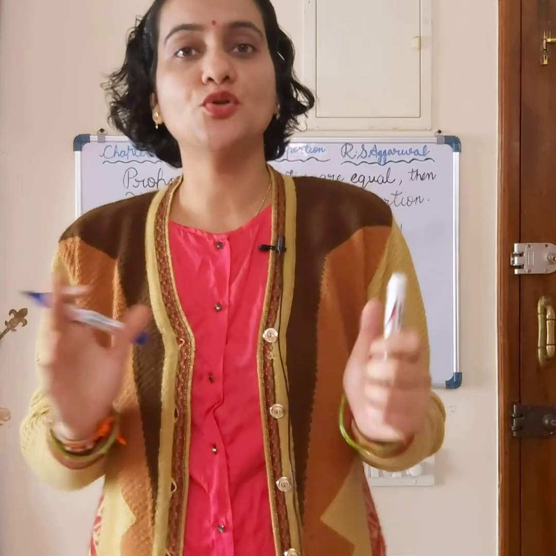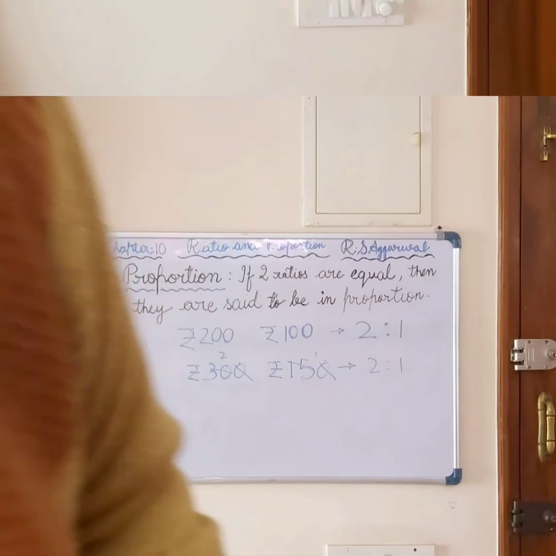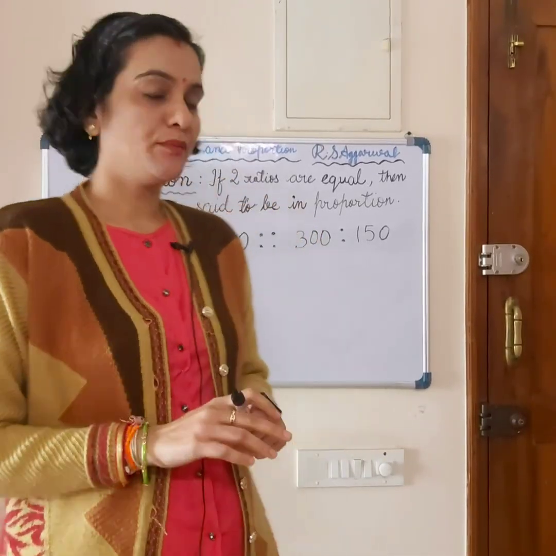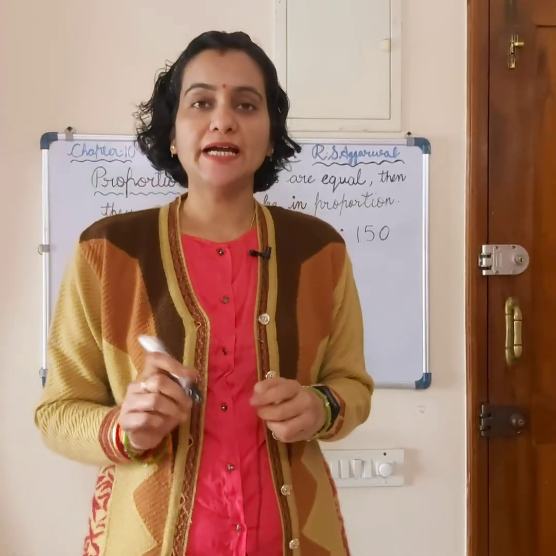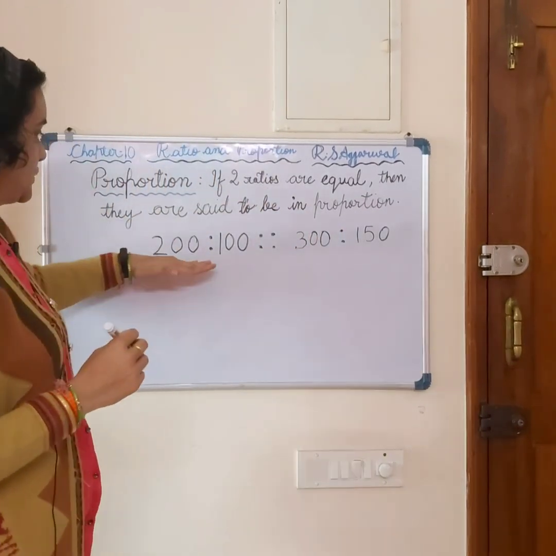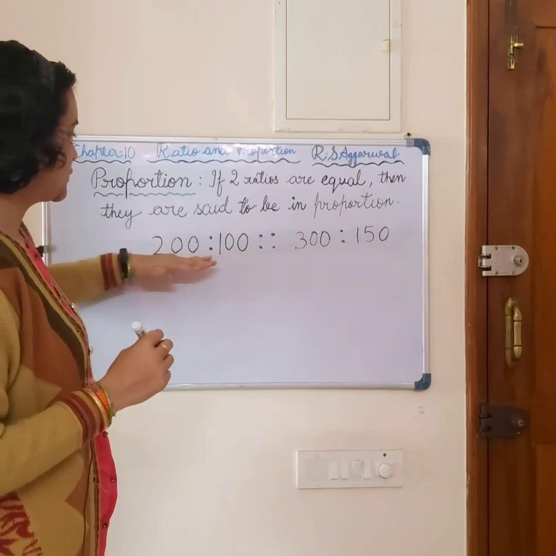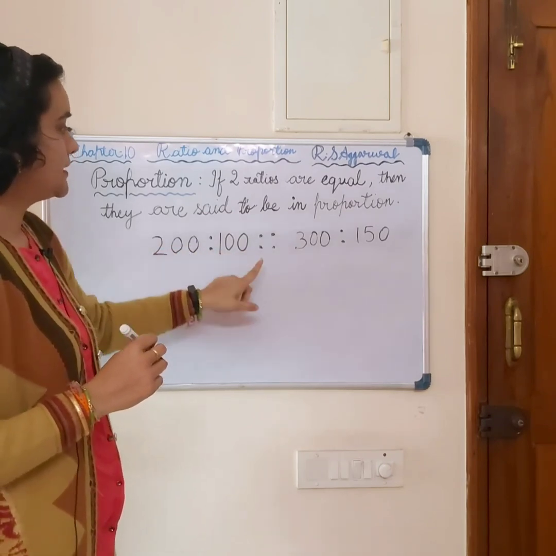So we are in proportion, our pocket money is in proportion. All right. Now continuing with the same example, we will learn how to write the proportion. See, I had got 200, my friend had got 100. So 200 is to 100.